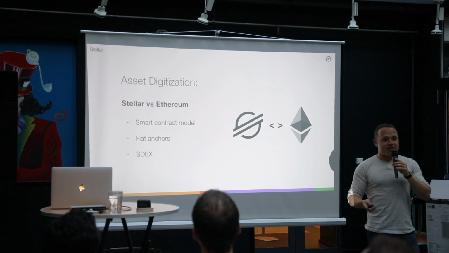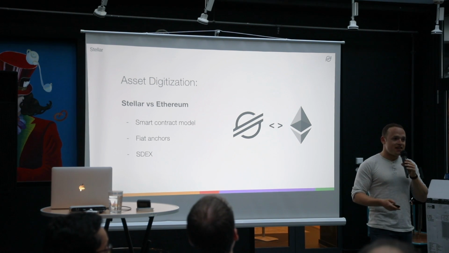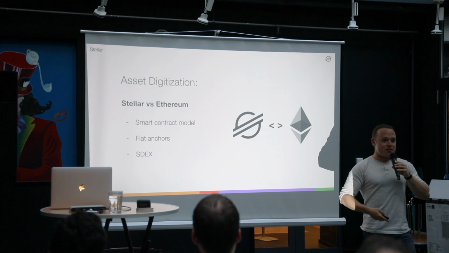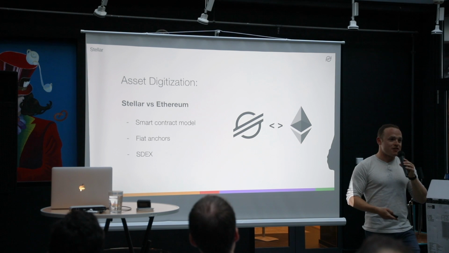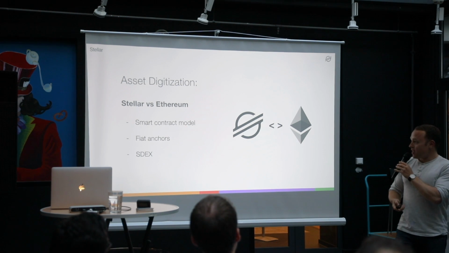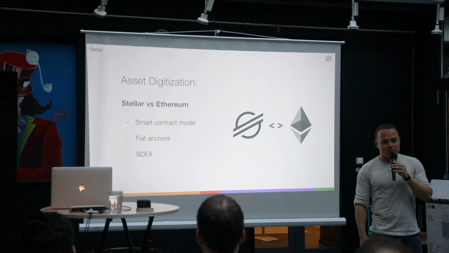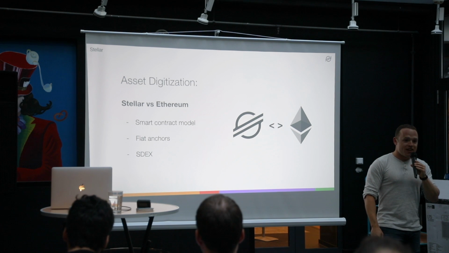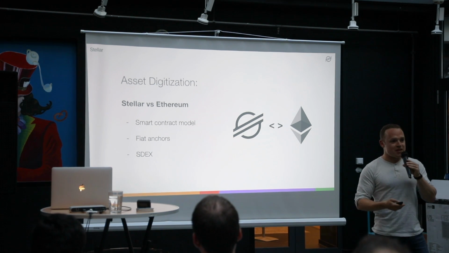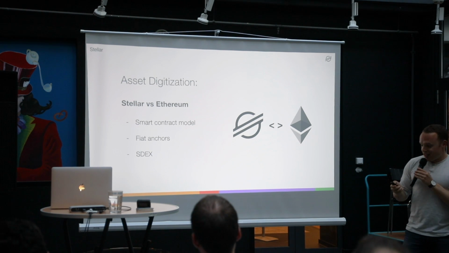Fiat anchors, so I talked a lot about this already. Stellar specializes in having fiat represented on the ledger, which means that if you have a real estate tokenization project, you can do distributions in dollars or euros as opposed to crypto, which I think is more attractive for a lot of investors. And then there's the SDEX, which is the Stellar Decentralized Exchange that I touched on briefly in the beginning, which means that it's a native place for liquidity. It's a native place that you can go list your token. And I'll touch more on this in a second.